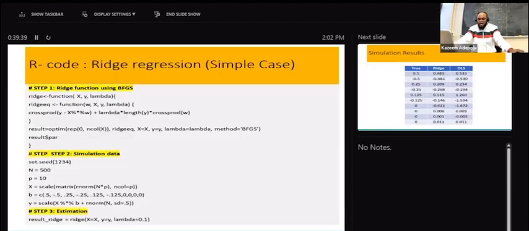Now, this is an R code. I'm going to ask my TA to walk you through this. The first one is a ridge function. Take a look at that.